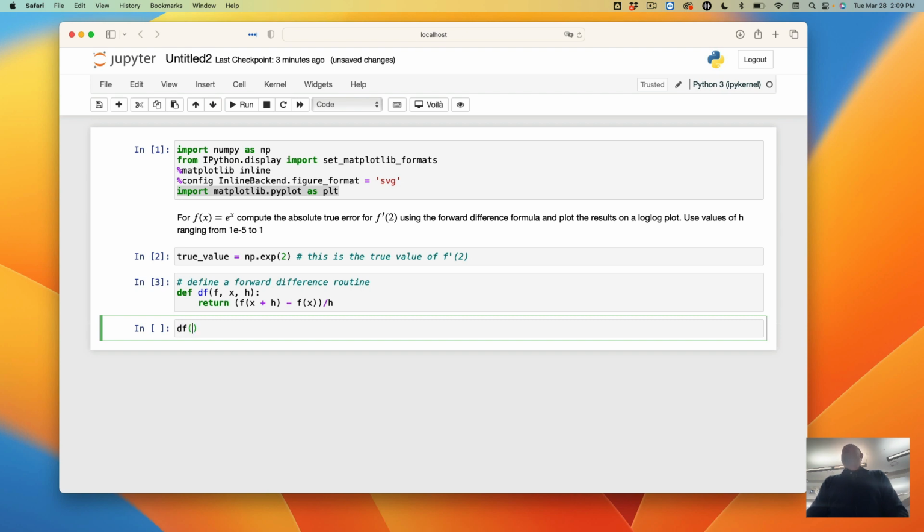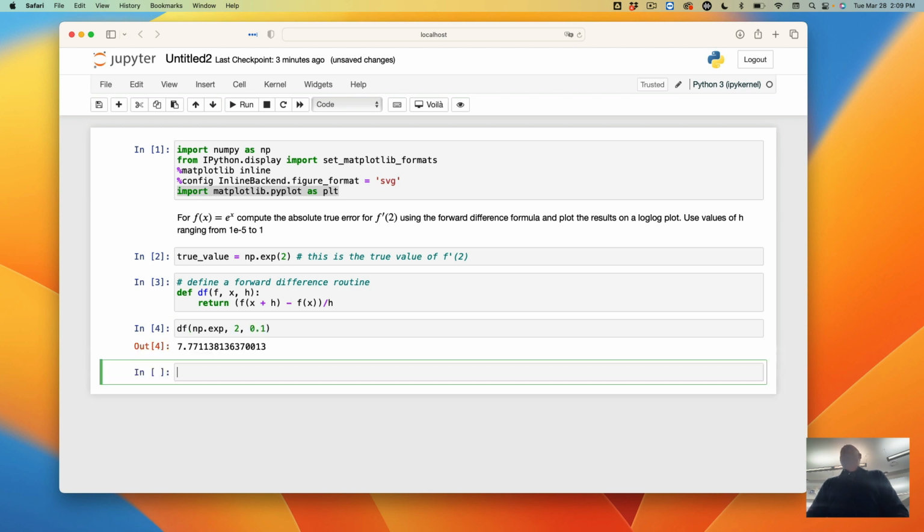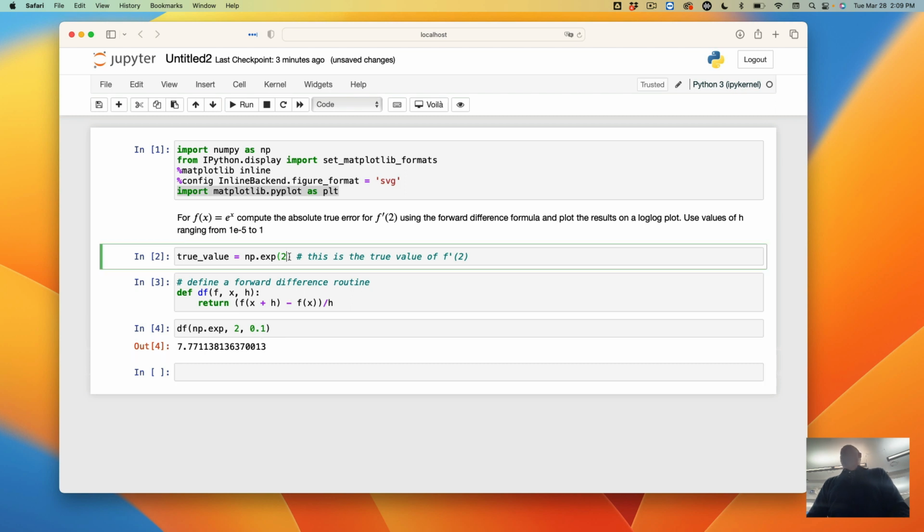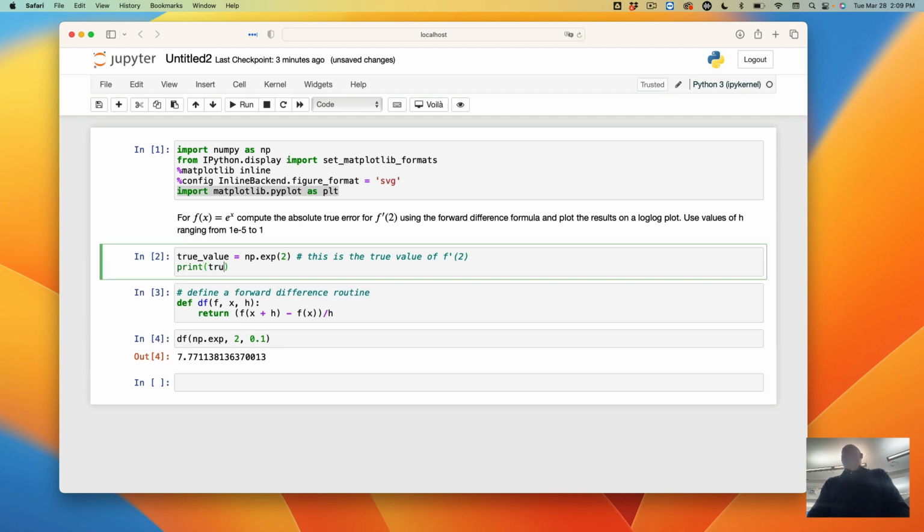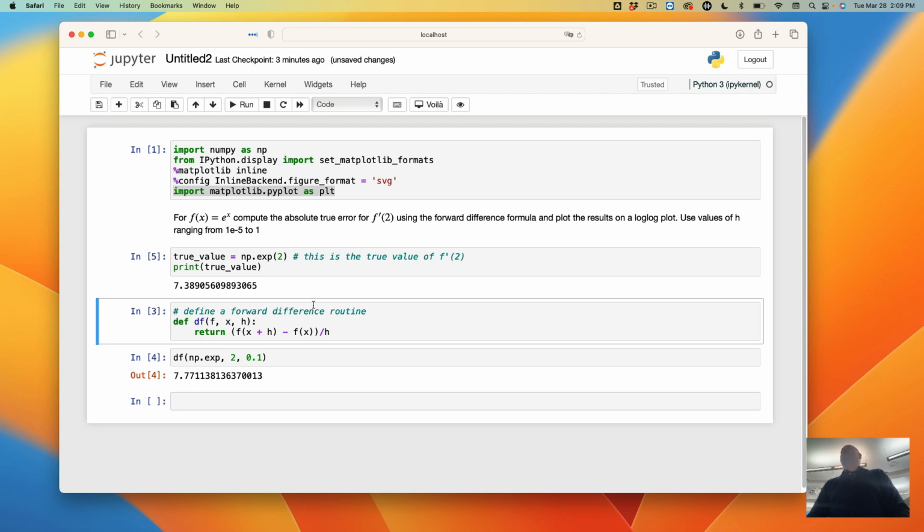So now you can call this and say, apply this at point 2 with the spacing 0.1, and it's just going to give you a value. If you print the true value here, just to get you an idea of what this is, right? So clearly, as we reduce the spacing, that value is going to become more and more accurate. But now my objective is to see how the error in this value changes as we refine, as we get smaller and smaller h values.